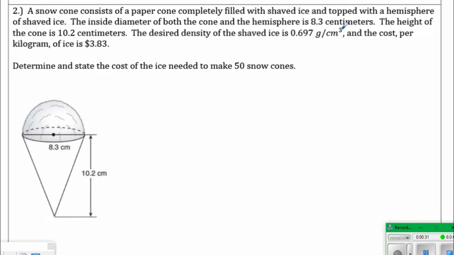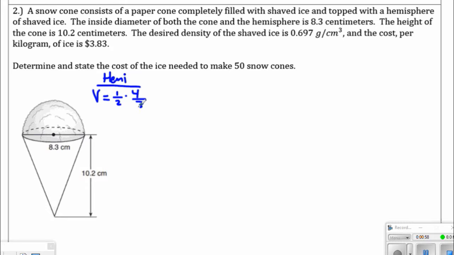Now, so far we're fine because we have centimeters and the density is cubic centimeters. The cost per kilogram of ice is $3.83. Determine and state the cost of the ice needed to make 50 snow cones. Very similar to number one, we just have a cone and a hemisphere instead. First step, let's find the volume of, let's do the hemisphere. So remember, hemisphere is half of a sphere. So I'm going to take the sphere formula and just put 1/2 in front of it.